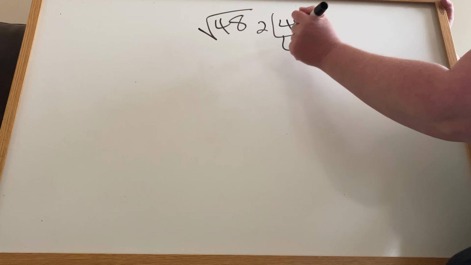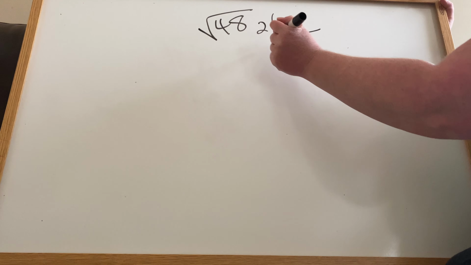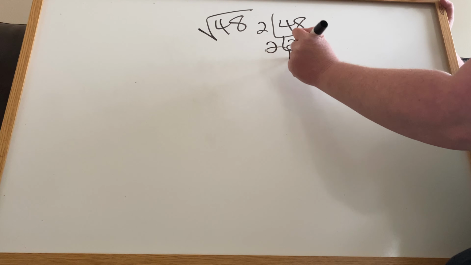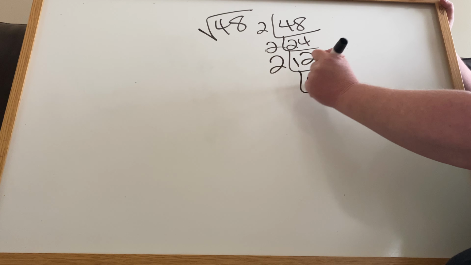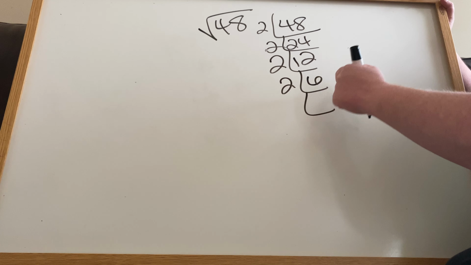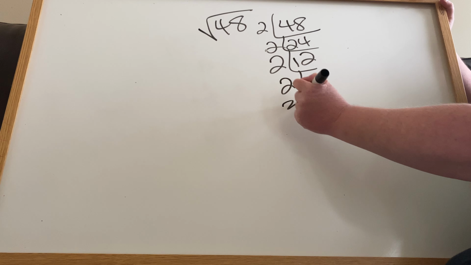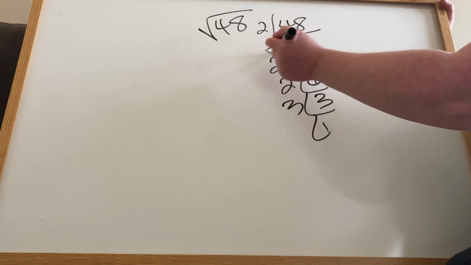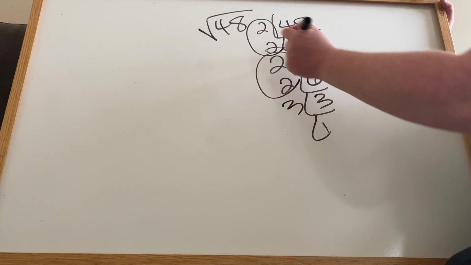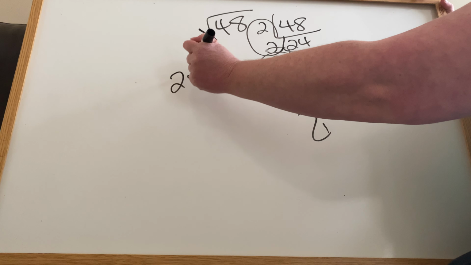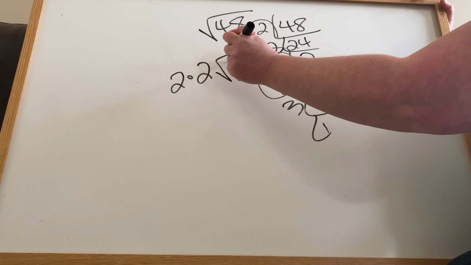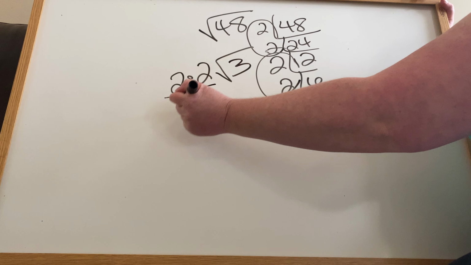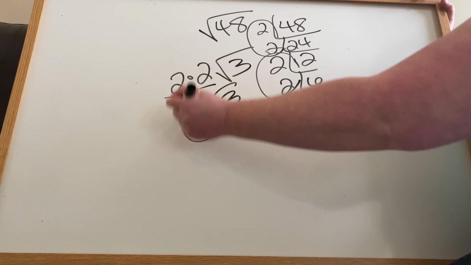So 48 divided by 2 is going to be 24. 2 goes into 24. 24 divided by 2 is 12. 2 goes into 12. 12 divided by 2 is 6. 2 goes into 6. 6 divided by 2 is 3, which is prime, and you have 1. So you've got a pair of 2s and then another pair of 2s. You're going to pull a 2, a second 2, and then this, which has no pairs, is going to stay inside. And then you got to multiply those together, and you have 4 square root of 3.